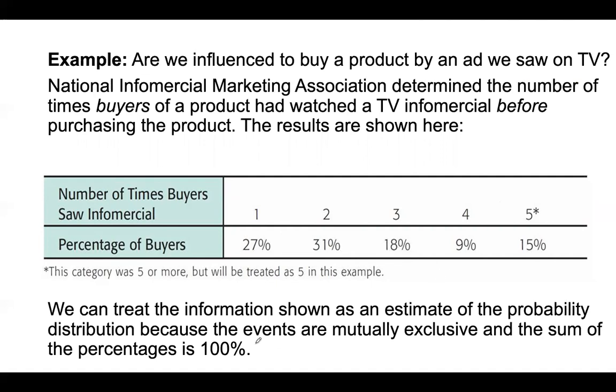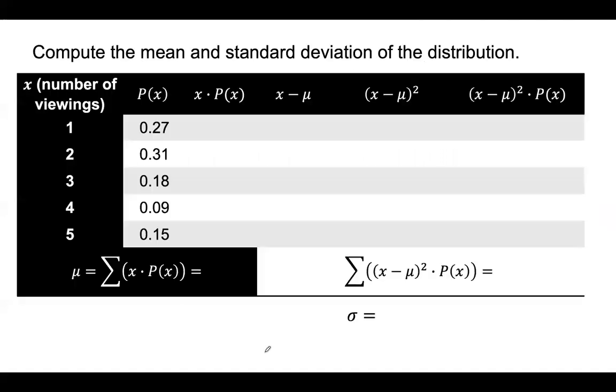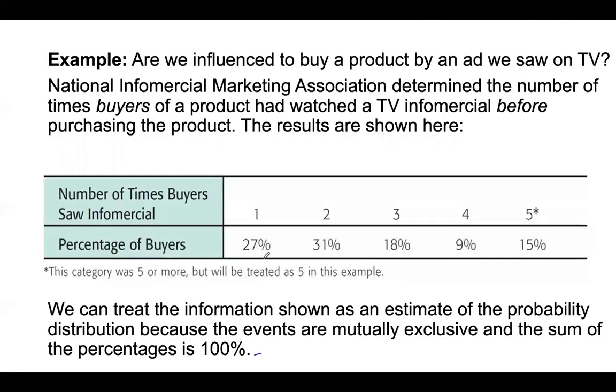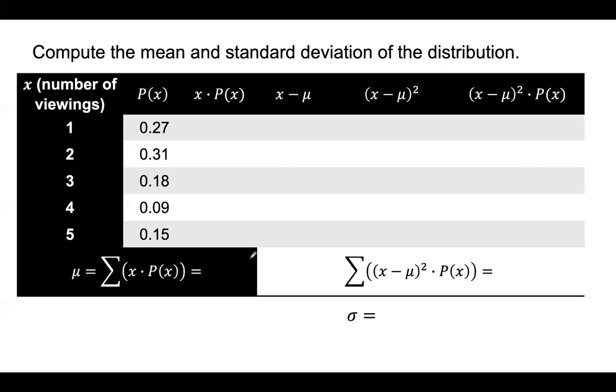We can add them up and check this. Now, how to compute the mean and standard deviation of the distribution? Well, we can compute those probabilities. They're just given here. We just turn the percentages into a number between 0 and 1.